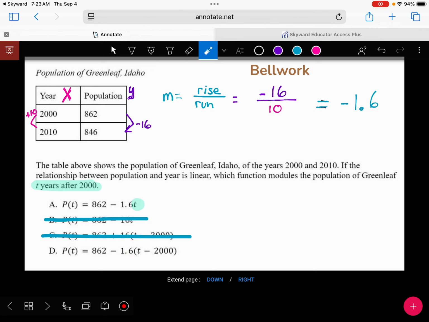If we can find our slope, it makes it so I don't have to guess and check on all 4 equations. I get to eliminate 2 of them. I don't have to look at these 2. They have the wrong slope. They're not going to be the answer. These 2 both have the right slope. So what we can do is a guess and check, but only on 2 equations.